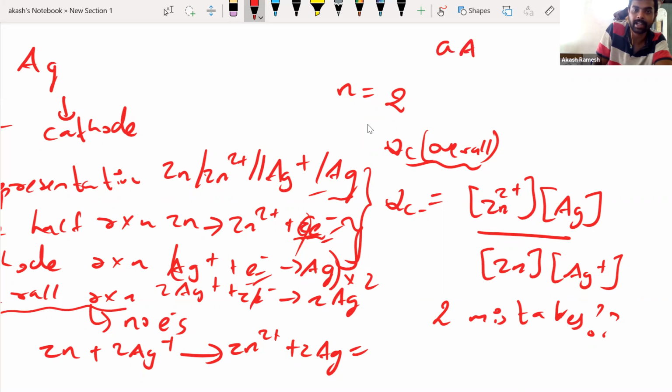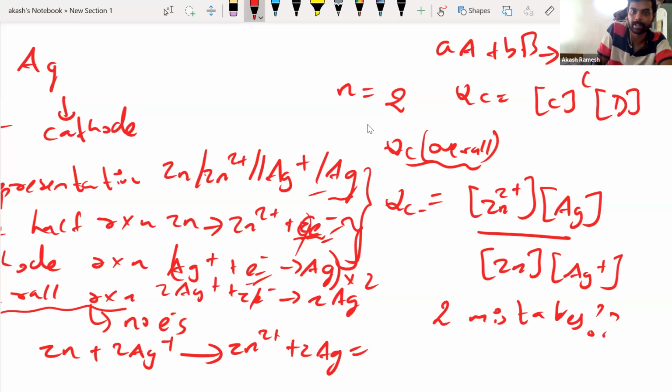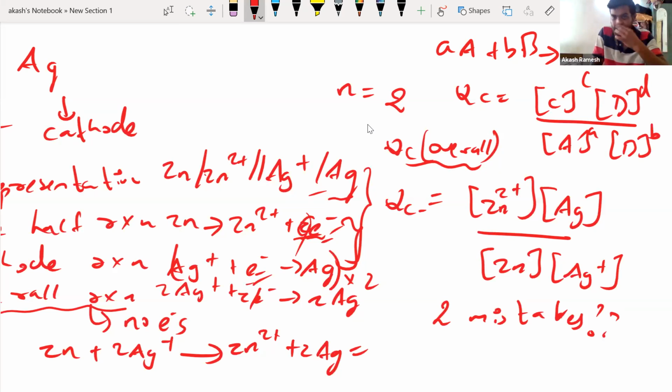If I write aA plus bB giving cC plus dD, how will you write QC for this? First tell me. Capital C power small c, capital D power small d, divided by capital A power small a, capital B power small b. This is how we write, right? So what are these small a, small b, small c, small d? Are they charges or what are they called?